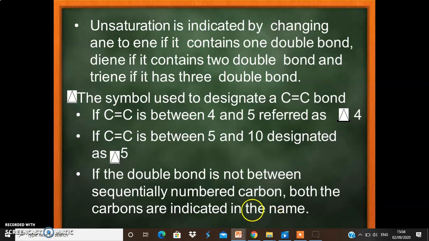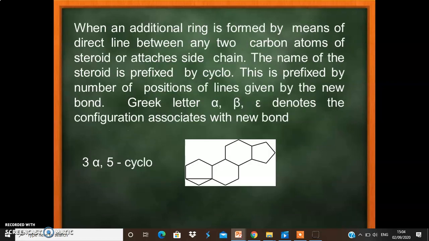So a carbon-carbon double bond between carbons 4 and 5 is referred to as delta 4, while one between 5 and 10 is designated as delta 5. If the double bond is not between sequentially numbered carbons, both carbons are indicated in the name. When an additional ring is formed by means of a direct line between any two carbon atoms of the steroid or an attached side chain, the name of the steroid is prefixed by cyclo. This is followed by the numbers of the positions of the new bond.